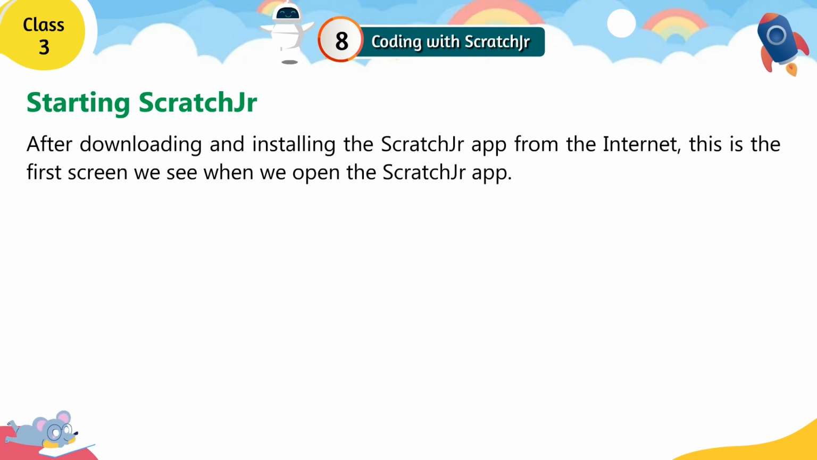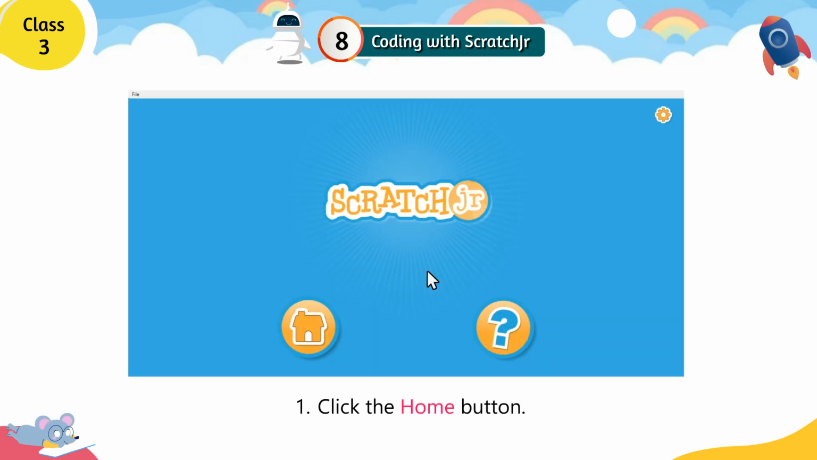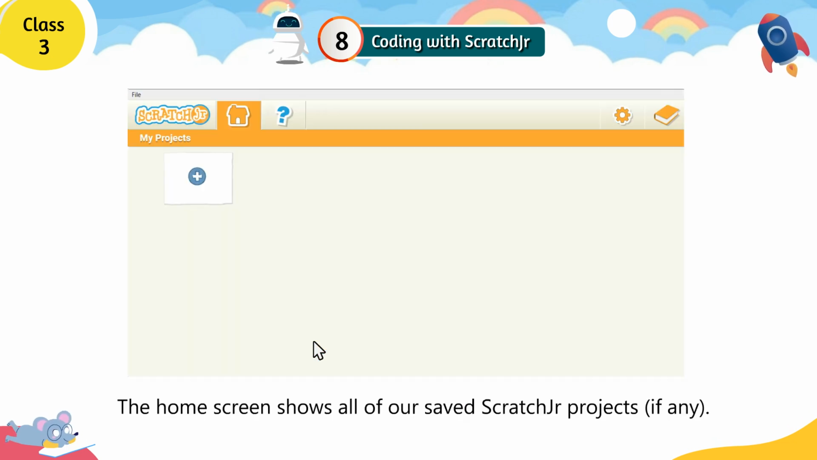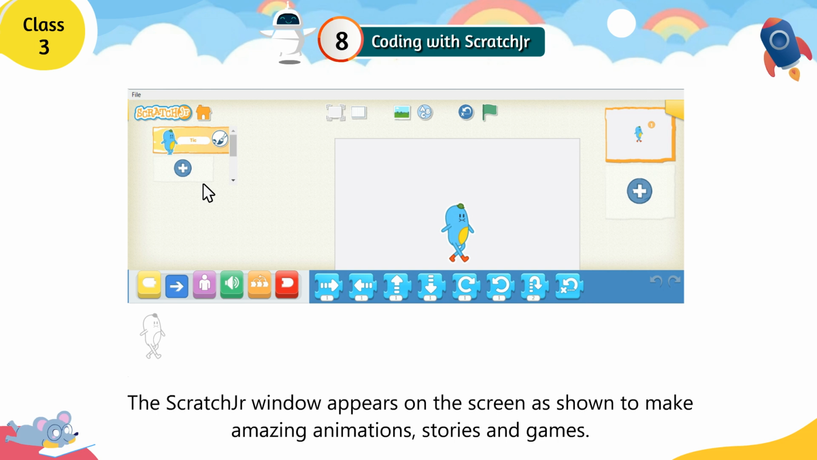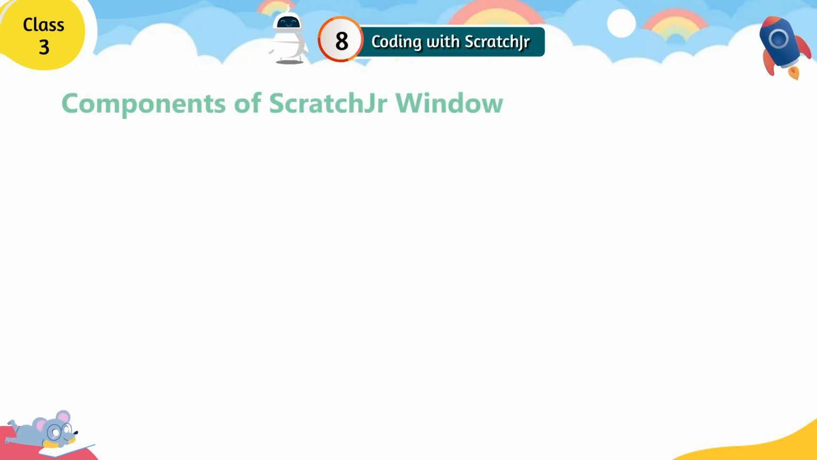Starting Scratch Junior. After downloading and installing the Scratch Junior app from the internet, this is the first screen we see when we open the Scratch Junior app. Step 1. Click the Home button. The home screen shows all of our saved Scratch Junior projects, if any. Step 2. Click the plus sign to make a new project. The Scratch Junior window appears on the screen as shown to make amazing animations, stories and games.